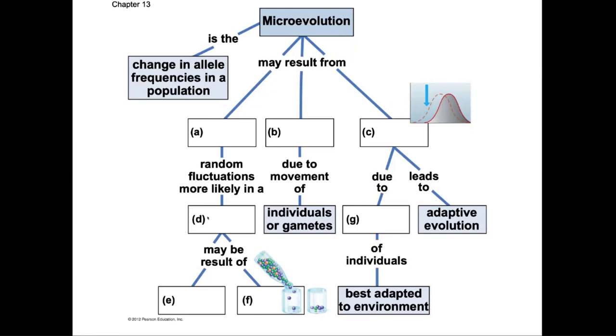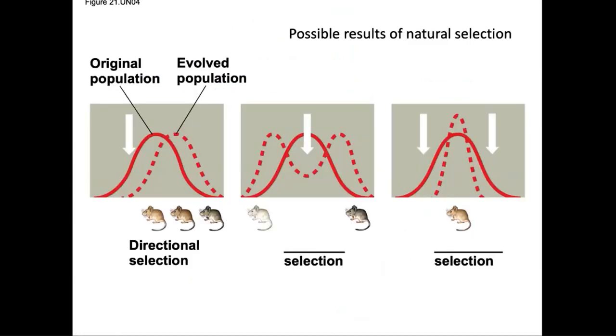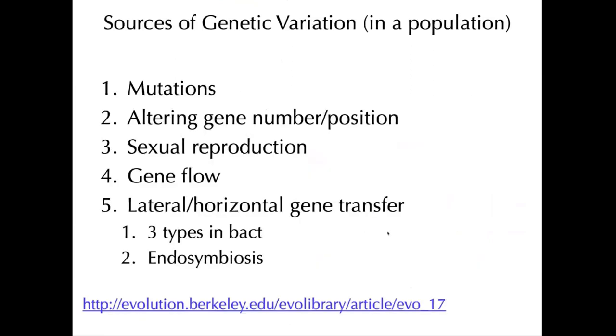Then you have what happens within natural selection. You've got the shifting, so that's directional selection. You have the two more extreme phenotypes, that is your disruptive, and then we have the one where it selects towards the middle phenotype, and that's stabilizing. And of course, why is that? Just due to different selective pressures.